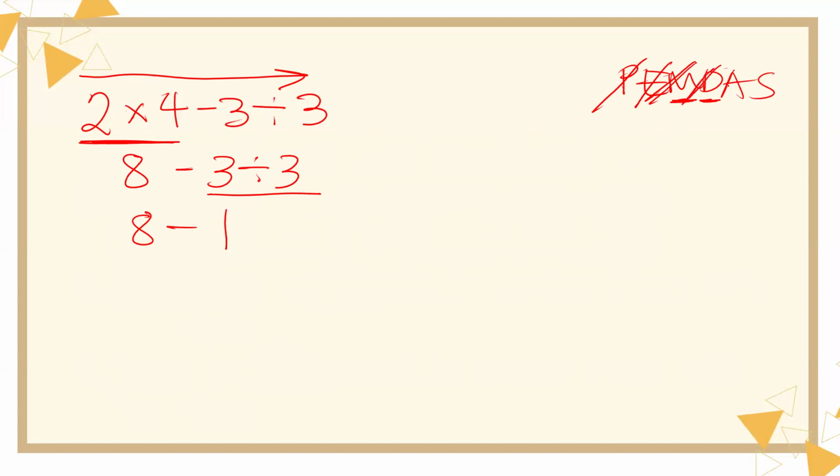And then addition. Do we have any addition operation there? None. So we move directly to subtraction. Then we have 8 minus 1. What's 8 minus 1? That is 7. Therefore, our answer here is equal to 7.